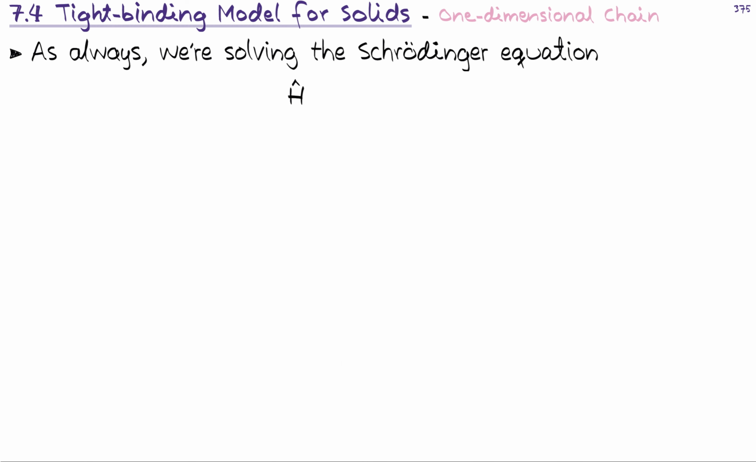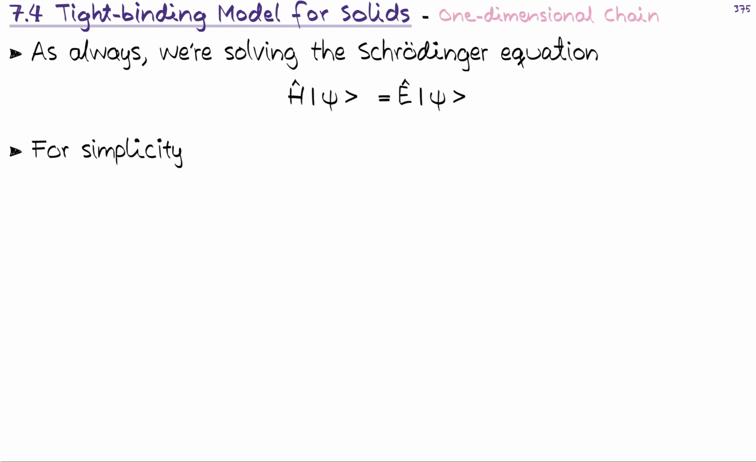So we have a Schrödinger equation, and this time we write it in an operator form. We have this Hamiltonian operator operating on our total wave function psi, and this total wave function is now the wave function describing the whole material we have at hand. On the right-hand side, we have the energy operator E hat operating on the same total wave function of our system. This is the wave function associated with this one-dimensional chain of many, many atoms.